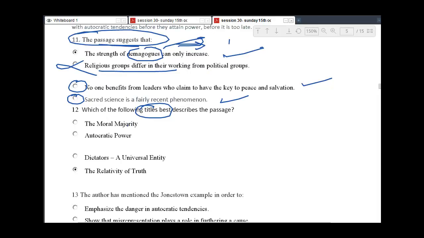Don't you think that the best title is, what is it, moral majority? Autocratic power is the best title. The truth is not there. There is no truth, people. Autocratic power, you know, we are talking about people who are seeking power.